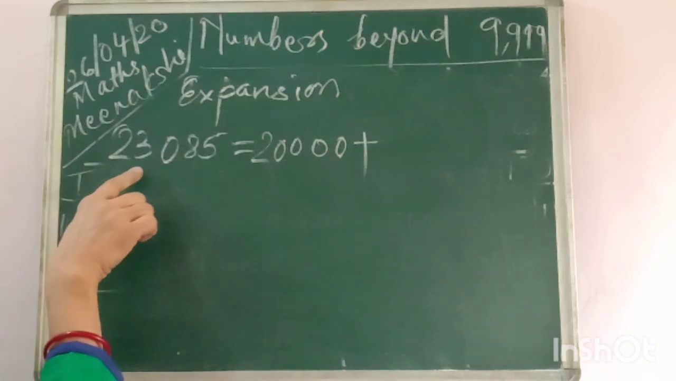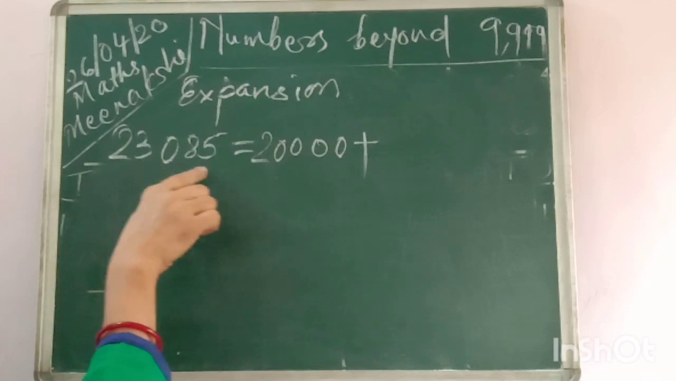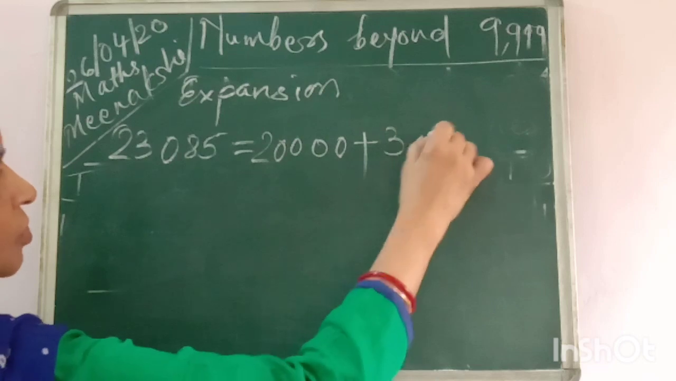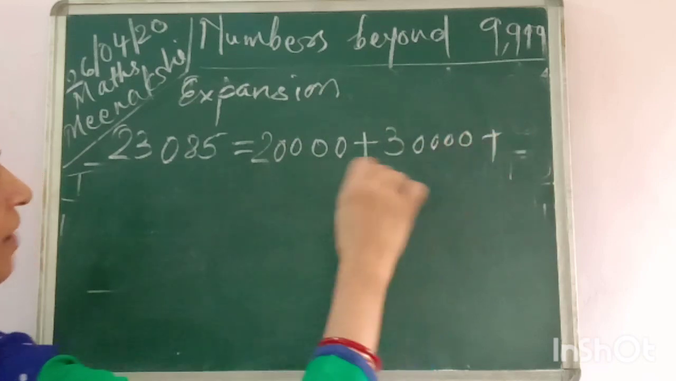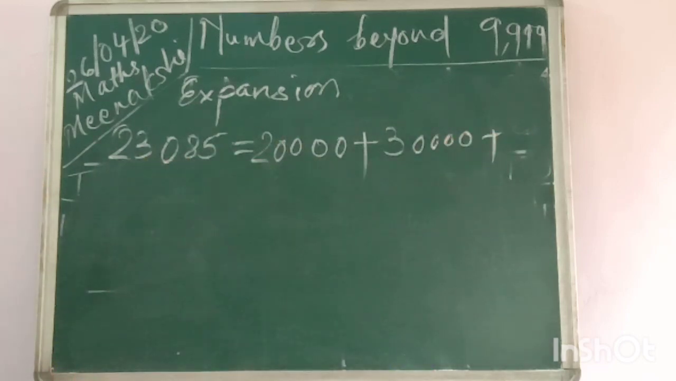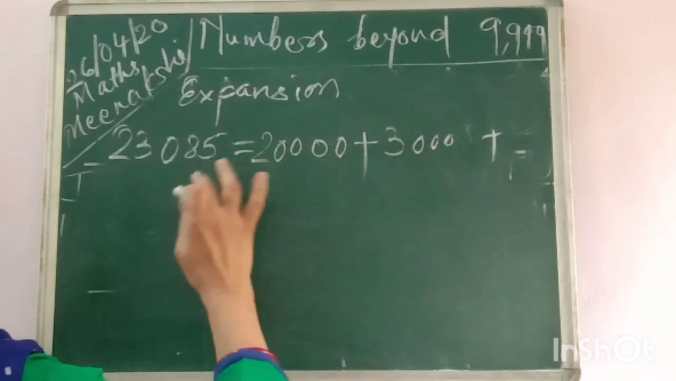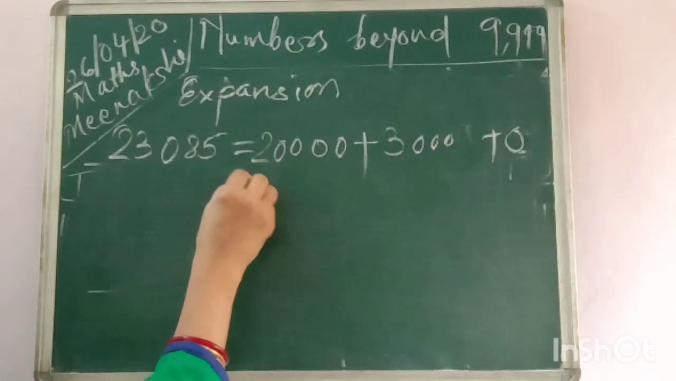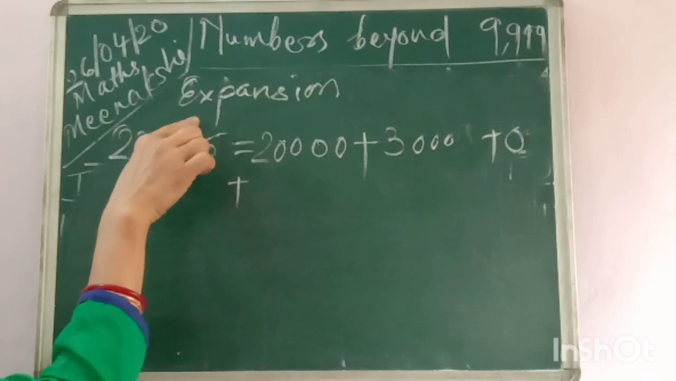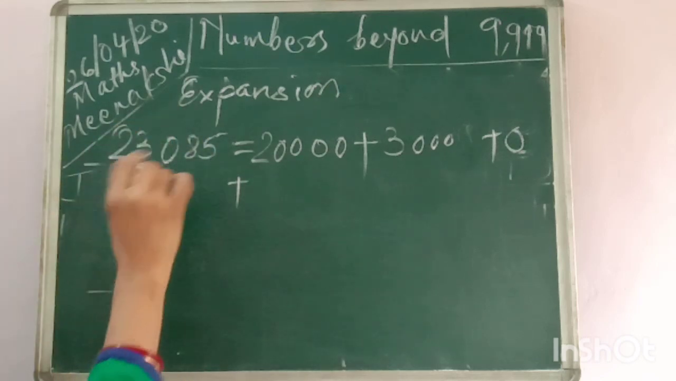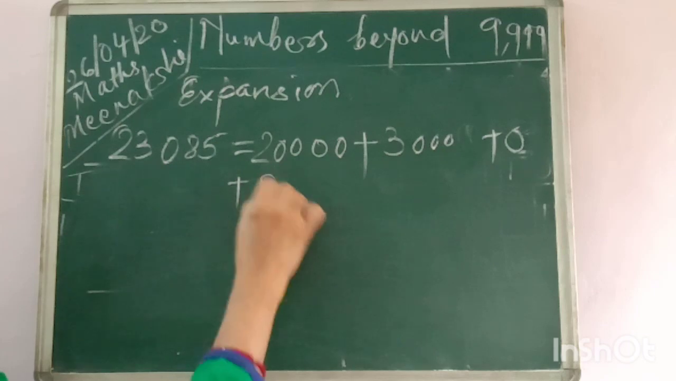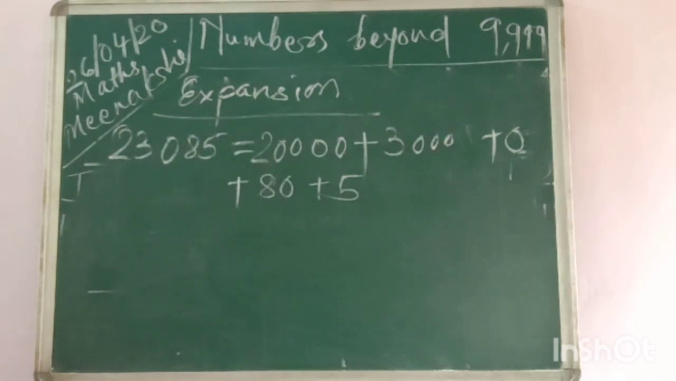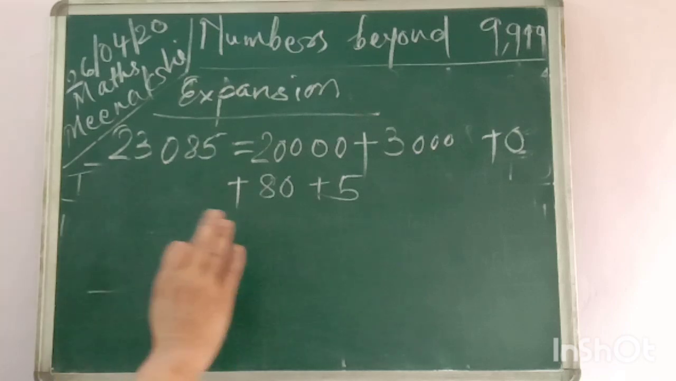Then again, next digit is 3. After 3, how many digits are there? 3. So after 3, 3 zeros. That is the place value. 3000 is the place value of this 3. Plus 0, because here it is 0 only. Then 8. 8 is in the tens column, so that is the place value. So it will be 80 plus 5. So this is the expansion form or expanded form of a number.